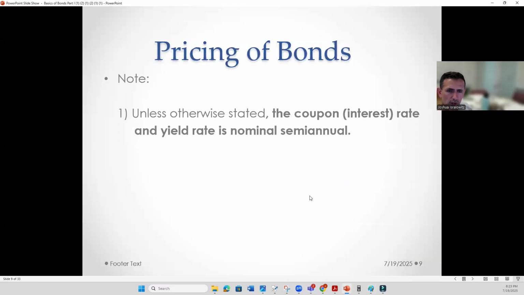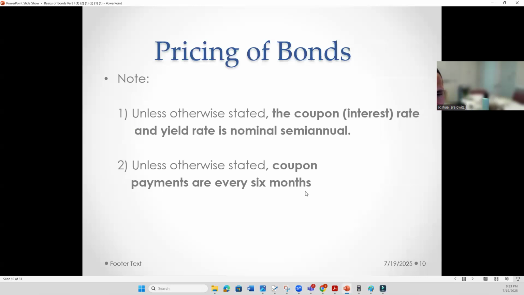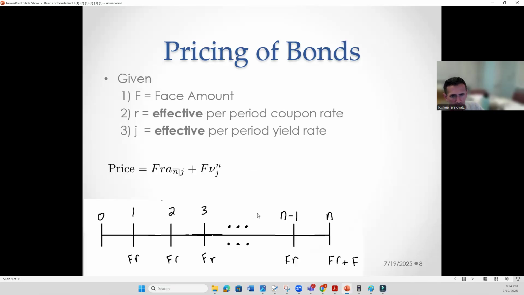Please open up. Right. As stated, I'm kind of just repeating what I mentioned before. It's good to have this in the note. Coupons are every 6 months, unless otherwise stated. And real quick, why are these called coupons, the F times R? Why are we calling it a coupon rate?